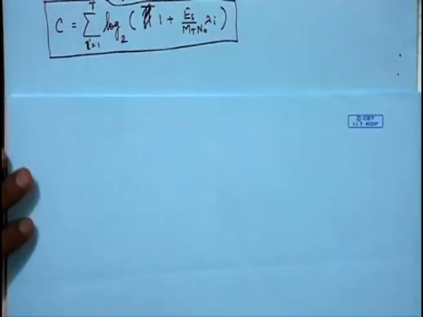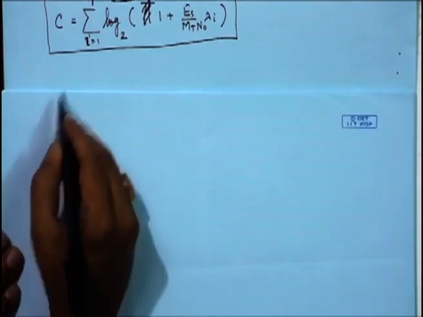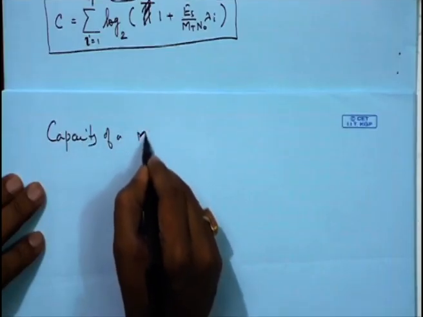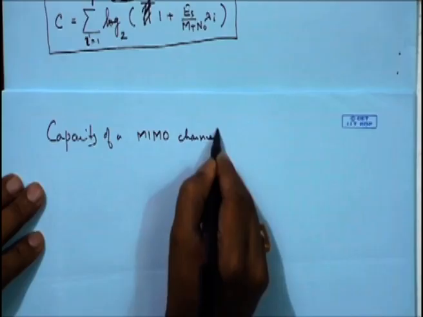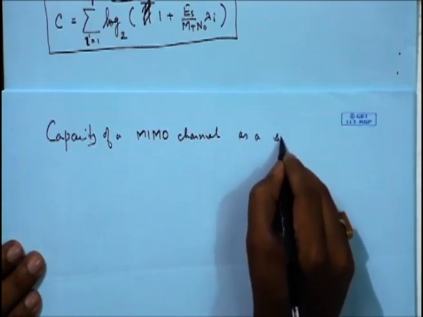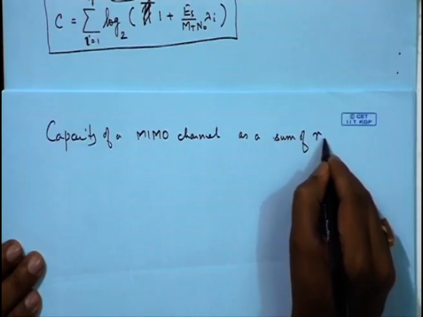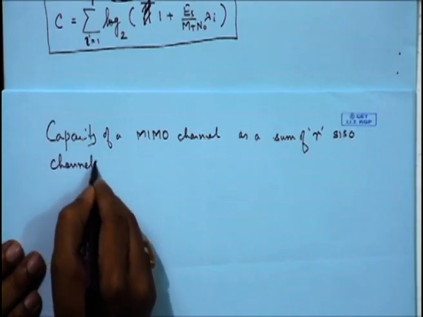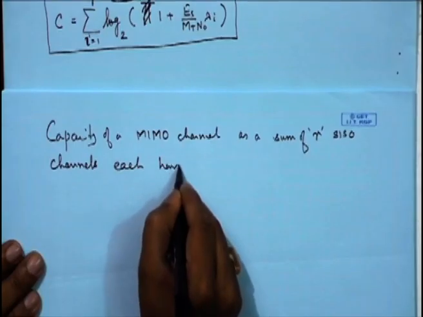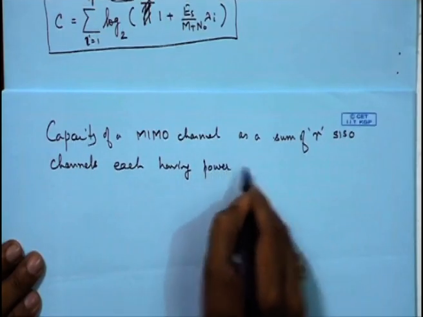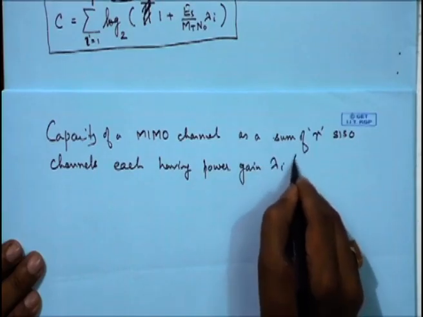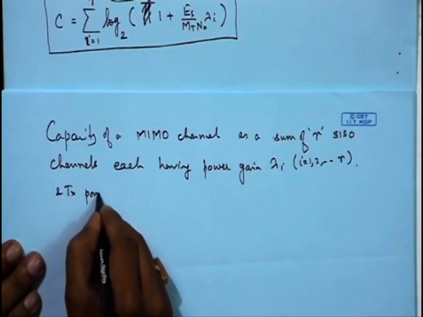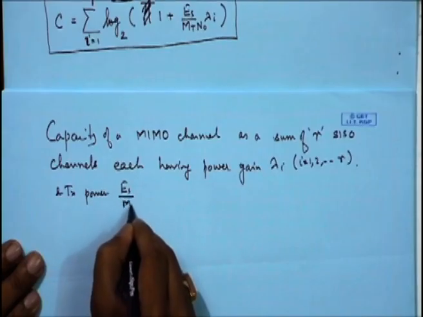When we take a look at this expression, we can say, and this is very interesting, that the capacity of a MIMO channel is a sum of r SISO channels, each having power gain lambda i, i equals 1 up to r, and transmit power Es upon Mt.